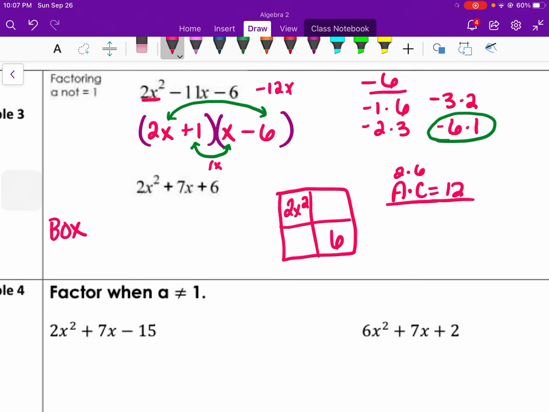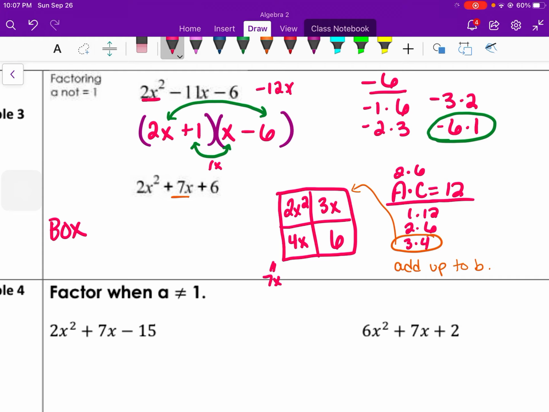And you find factors of 12, like 1 and 12, 2 and 6, 3 and 4, etc. And you want factors of 12 that are going to add up to your b, so they add up to 7. Those are the numbers that are going to go here because your middle term adds up to 7x. You can put them in either order. So 3x and 4x. You want your middle to equal 7x.